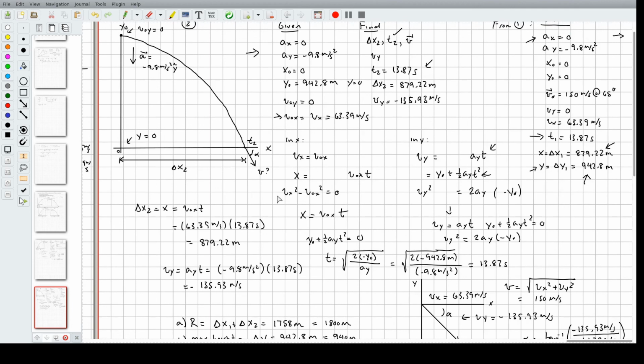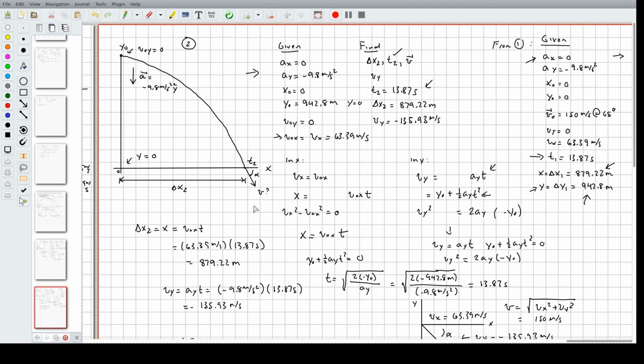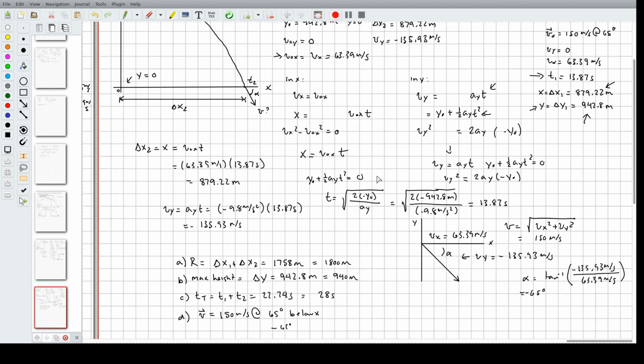And again, what makes our life easy here is that, had we known this was a symmetric problem, we could have circumvented a lot of the work that we had to do for the second part just by noting the fact that the time is doubled, the range is doubled, and the velocity upon impact is the same as when it left. It's just that the direction is below the x-axis as opposed to up. We're going to take advantage of that later on.